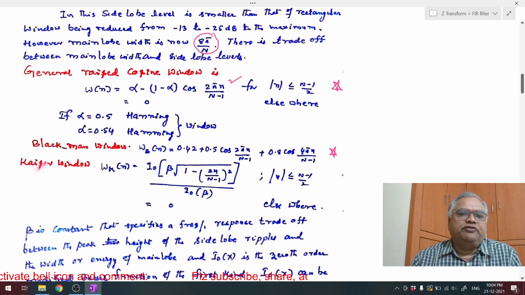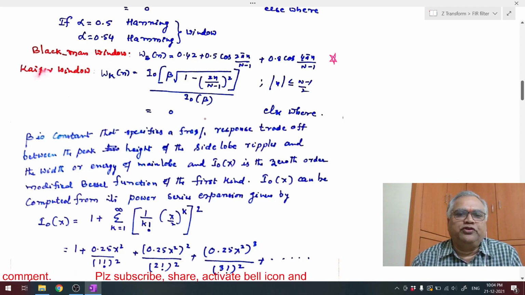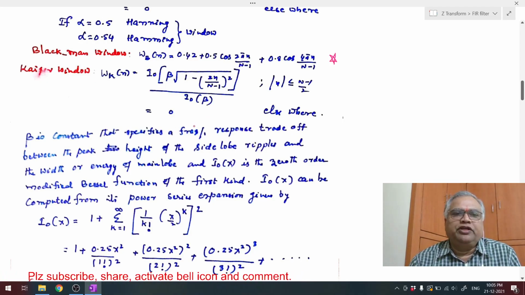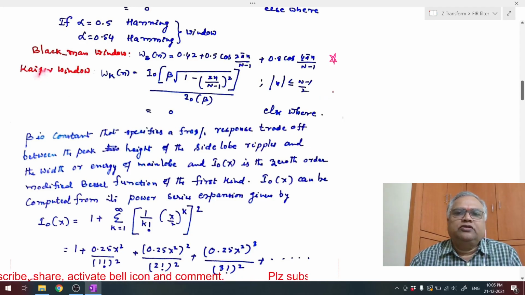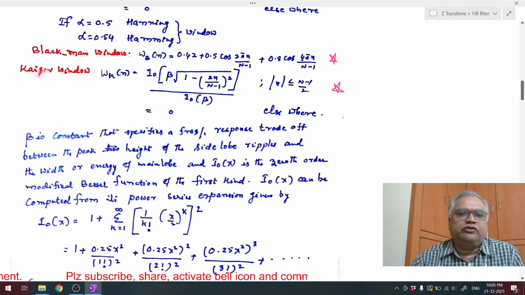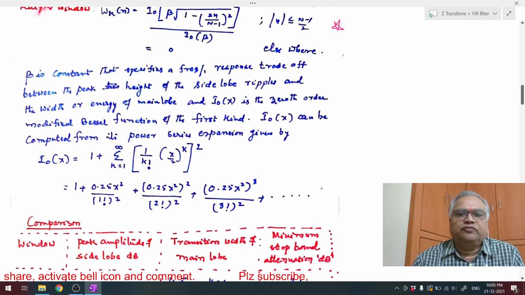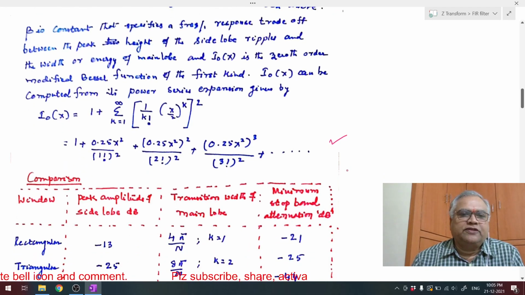And another complicated window is the Kaiser window. So w_K of n equals I naught of beta root of etc., and 0 elsewhere. As per the syllabus, only an introduction of the Kaiser window is mentioned, so we don't solve any problem using the Kaiser window. Better to remember the window definition because they mentioned the introduction. It may be useful in Part A questions. Remember or study up to this.